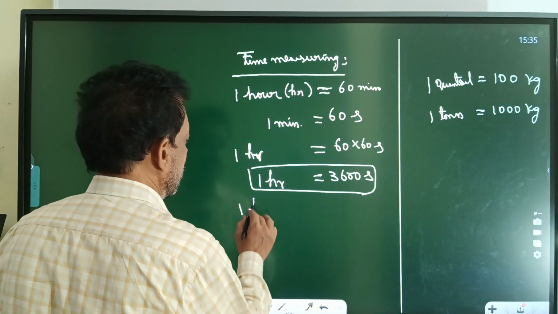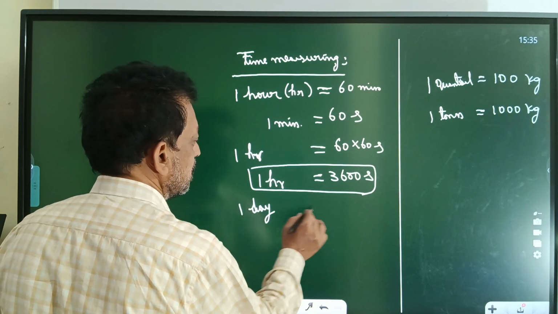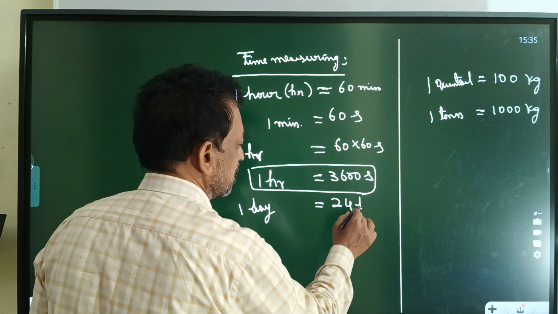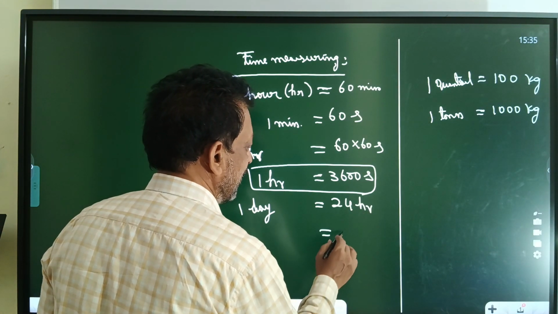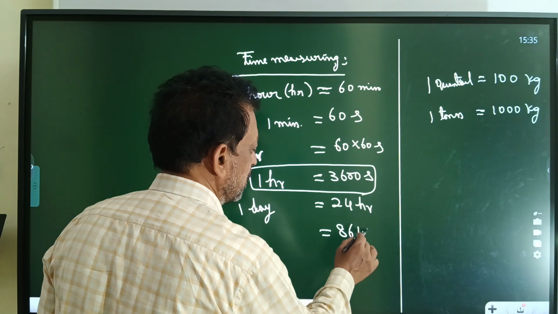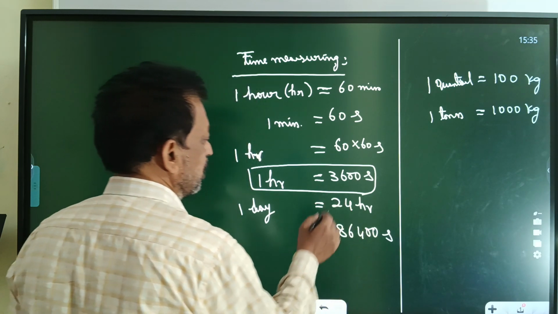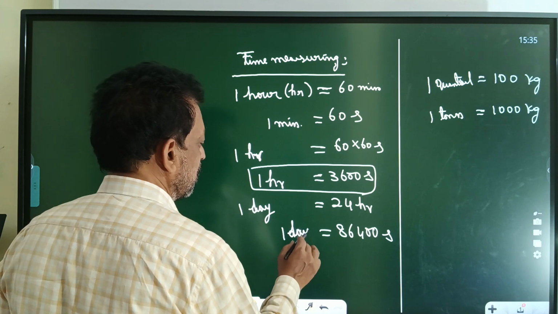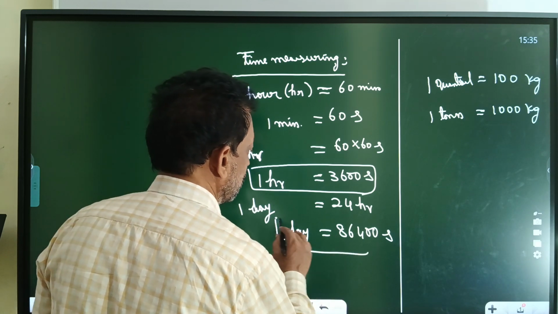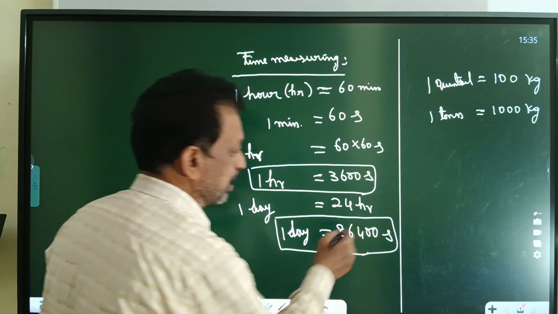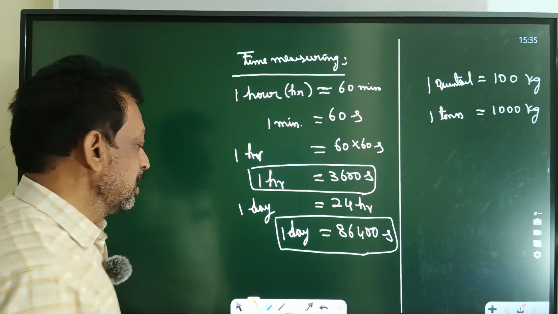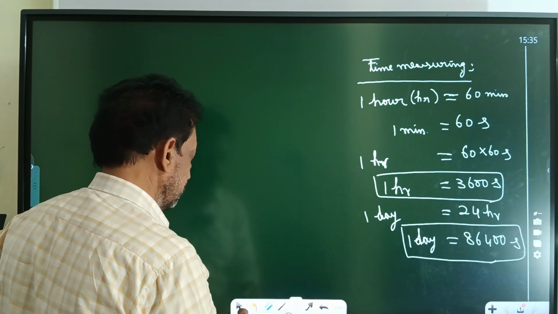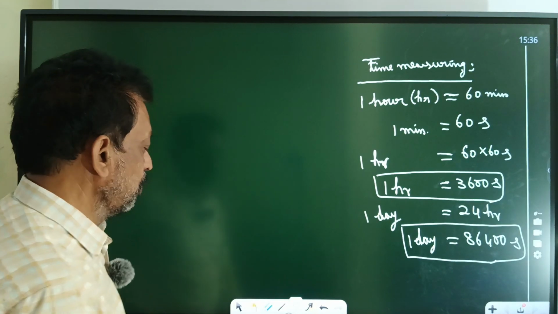Now, 1 day is equal to 24 hours. That is equal to 86,400 seconds. You have to multiply 24 into 3600, and you can get this many seconds. 1 day is equal to this many seconds.